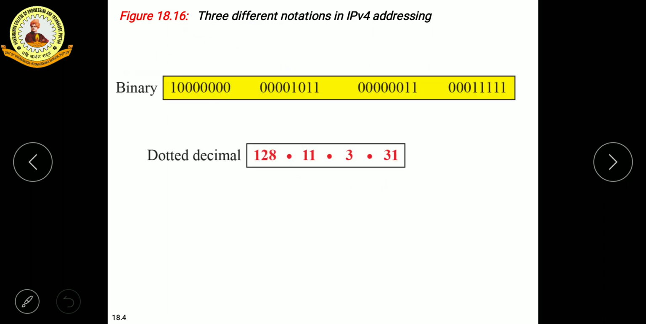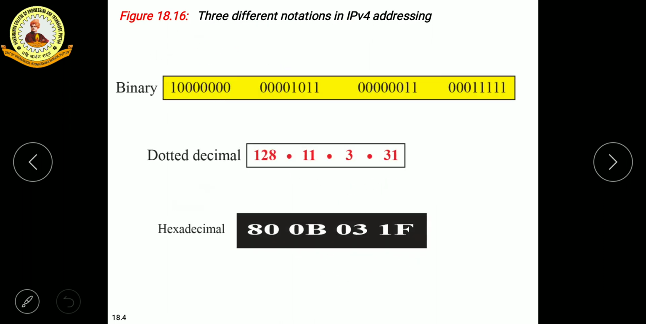This is IPv4 notation. We have three notations here, as discussed in the slide. There are three common notations. The first one is binary notation, or base 2 notation. The second one is dotted decimal, or base 256, and the hexadecimal notation, base 16. I have told you that for dotted decimal it is not base 10, it is base 256. Why it is base 256, I'll tell you.